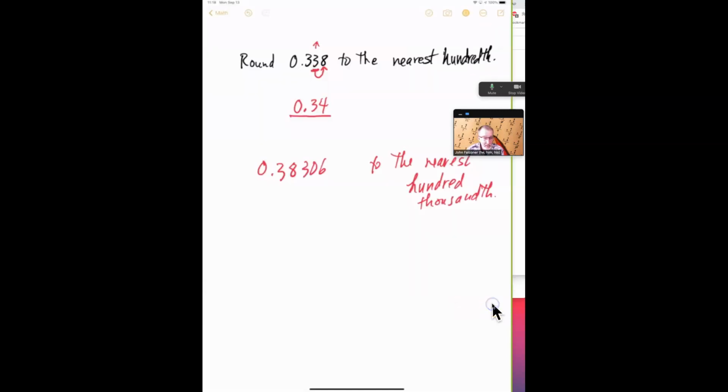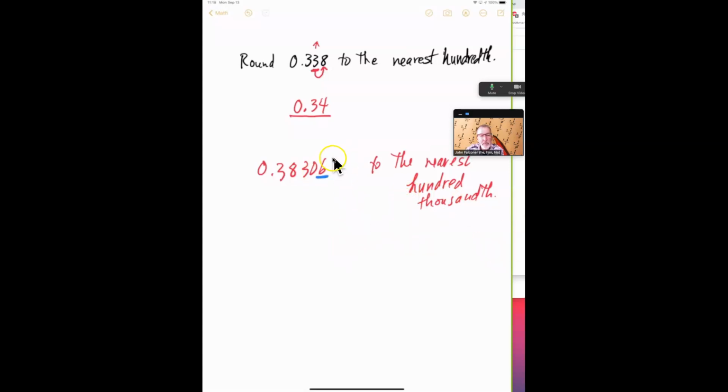Okay, let's take a look and see how that would work. So for this one, we have the tenths column here. The 3 is in the tenths. So 0 is in the ones column, then the decimal point. 3 in the tenths column. 8 in the hundredths column. 3 in the thousandths column. 0 in the 10,000ths column, and 6 in the 100,000ths column. So this is the number we're looking at, right? The 6 is in the 100,000ths column.